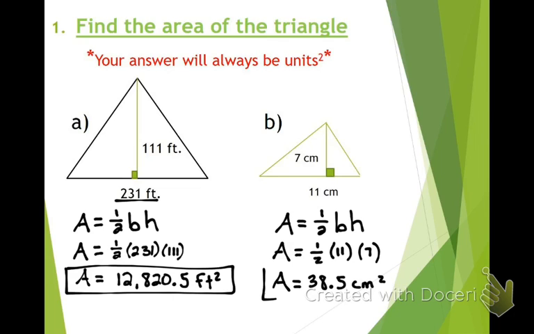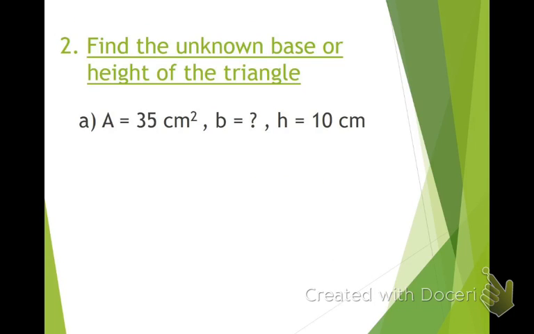And every time you can just go back and double check and make sure that you've got your area squared. We're finding the unknown base or the height of the triangle. So this is a little bit different because the problem is now giving us what the area is, and we have to break it down and find out what part of that triangle is. So we're going to start off with our formula once again. What is the formula for the area of a triangle?